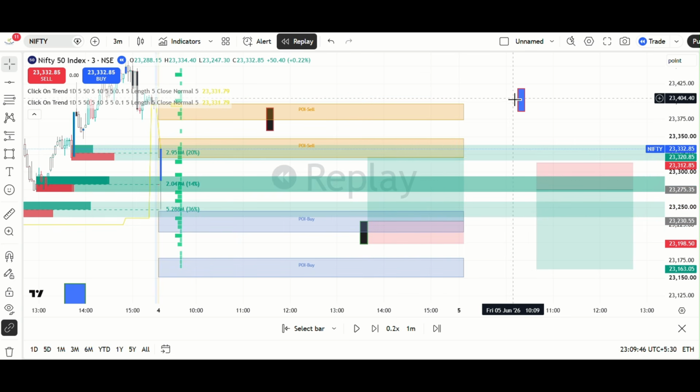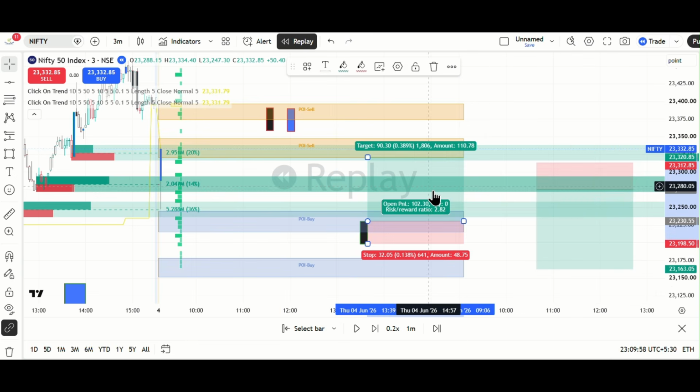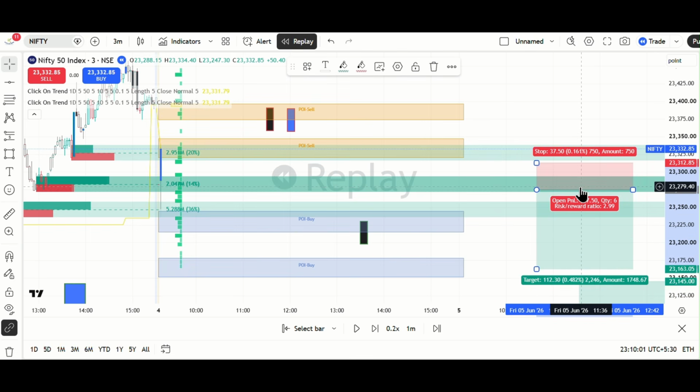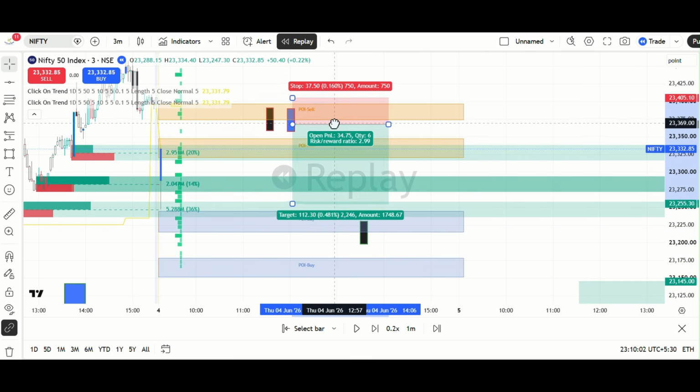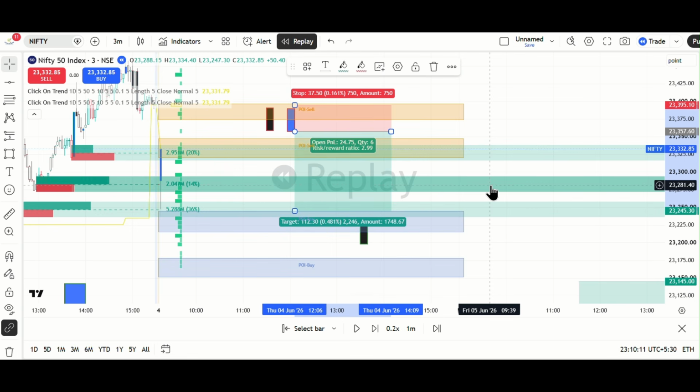And the same in the case of a manipulation candle in the selling zone. Here also you can take a short entry like this, probably 1 to 2, this 1 to 1, or here you are getting a 1 to 3 risk reward ratio. So hope you have understood there are 4 entries.